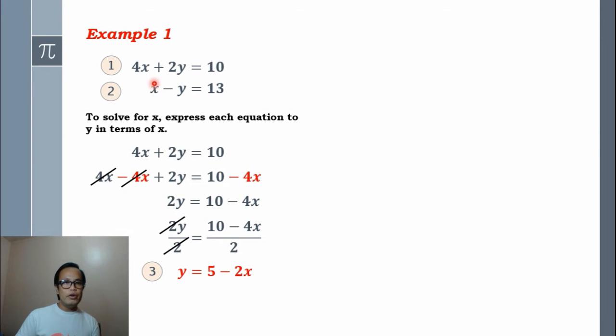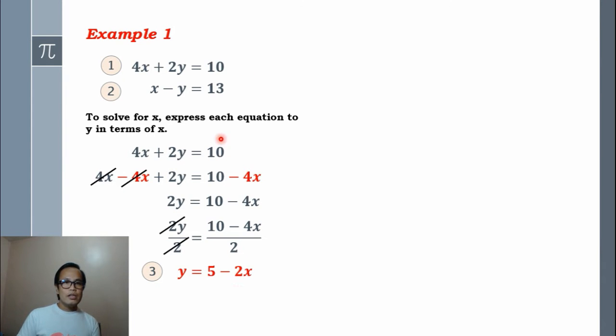Our original equations are equation 1 and equation 2. This time, we will name this equation as equation 3. Equation 3 is coming from equation 1.